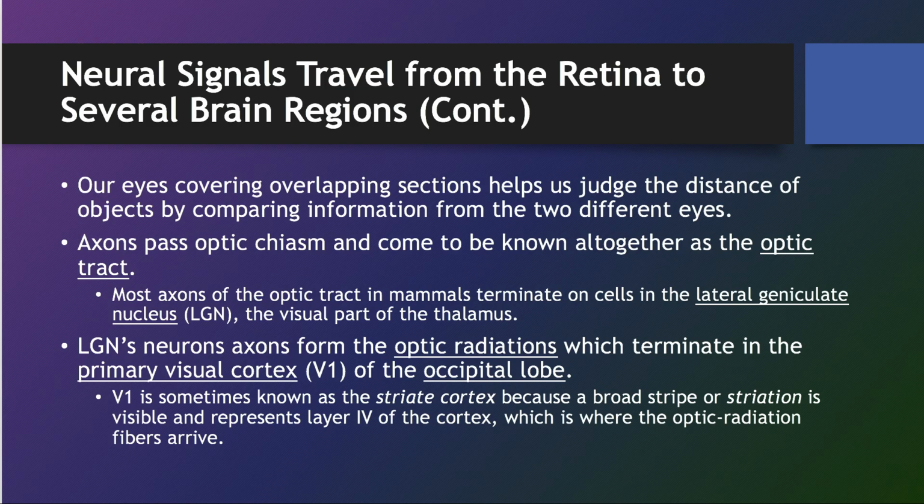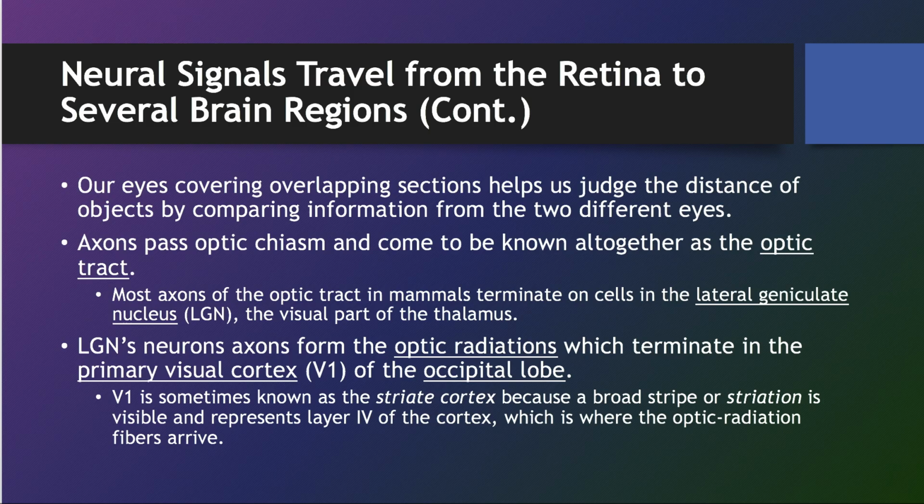Axons past the optic chiasm come to be known altogether as the optic tract. Most axons of the optic tract in mammals terminate in cells in the lateral geniculate nucleus, also known as the LGN, which is the visual part of the thalamus. The LGN's neurons' axons form the optic radiations, which terminate in the primary visual cortex, V1, of the occipital lobe. V1 is sometimes known as the striate cortex because a broad stripe or striation is visible, and it represents layer 4 of the cortex, which is where the optic radiation fibers arrive.